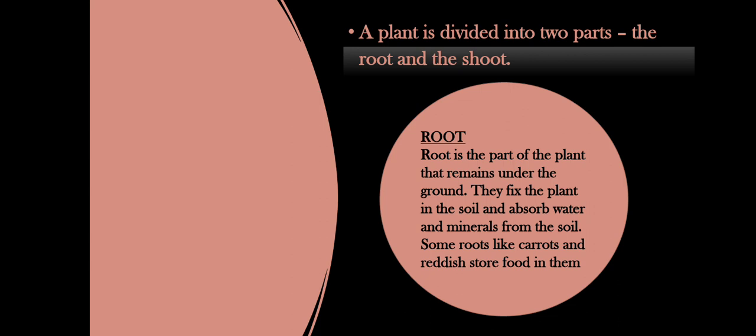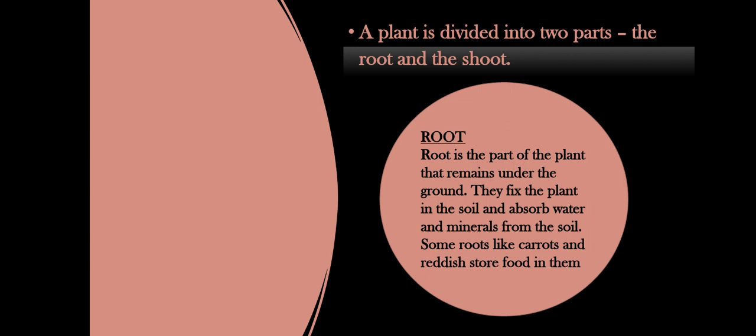A plant is divided into two parts, the root and the shoot. First part is the root and the second part is the shoot. Now we will read about each part. First, root. What is root?